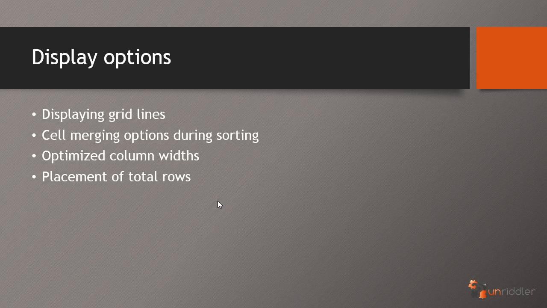And then finally, we'll talk about the simple placement of the total rows. Again, by default, the total row is listed at the very bottom of the report, and the subtotal row is listed at the bottom of that subtotal column set. But we have the option to move that as well. So we'll discuss that.